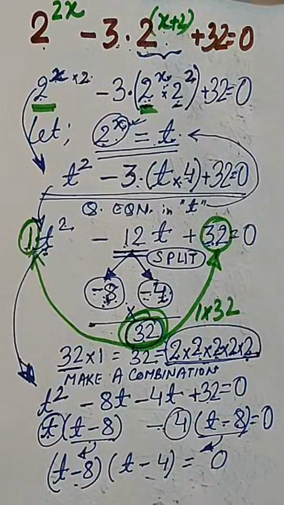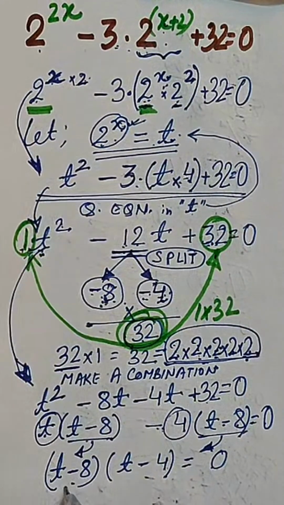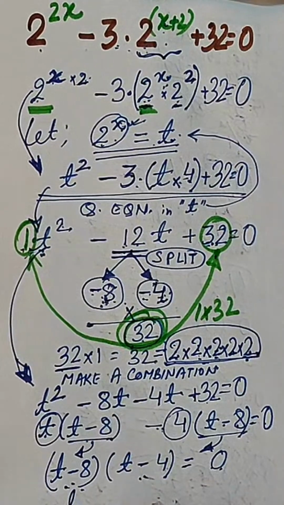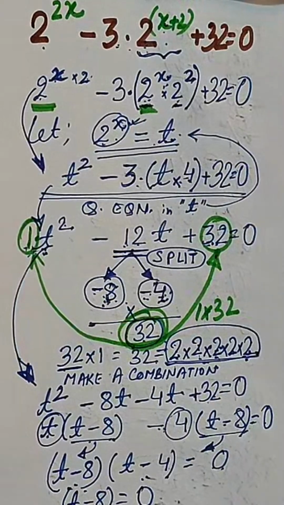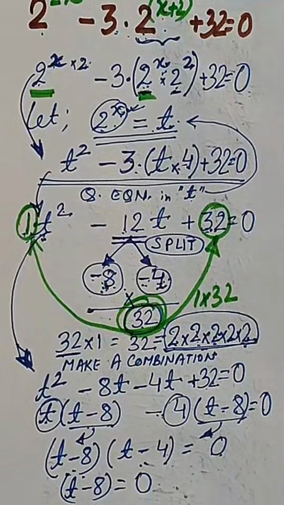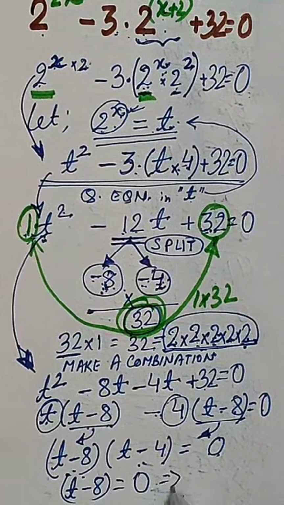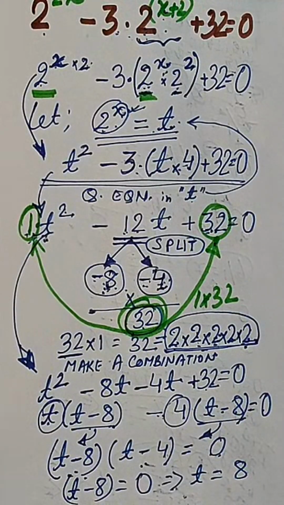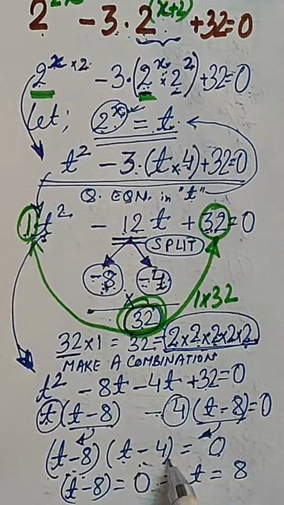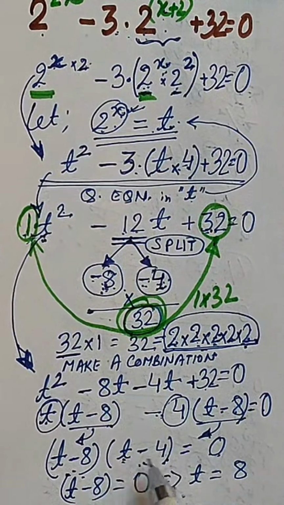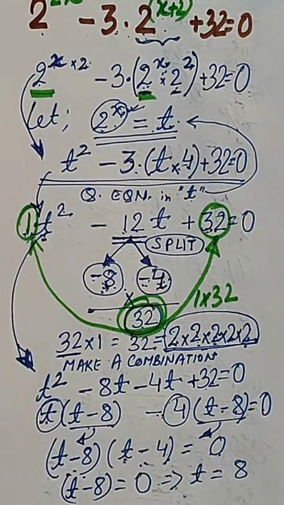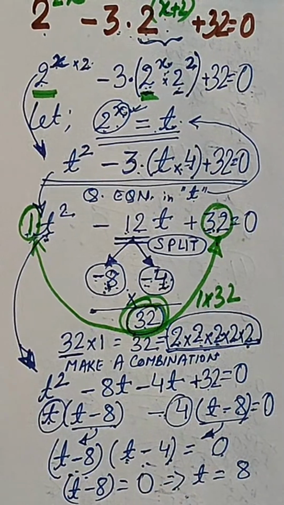Now from here, what we can do, we can equate both the terms to 0 one by one. So if we equate t minus 8 equal to 0, this will give you the value of t as equal to 8, right? And if you equate t minus 4 equal to 0, this will give you the value of t as equal to, tell me, 4, right? You are smart enough, my dear friends.